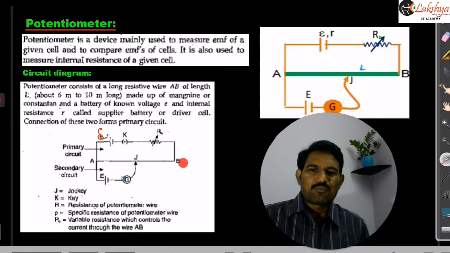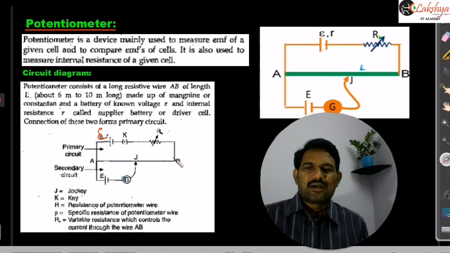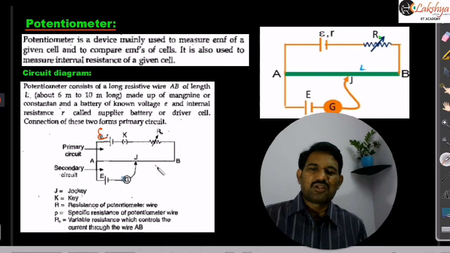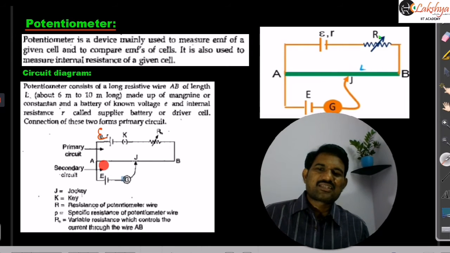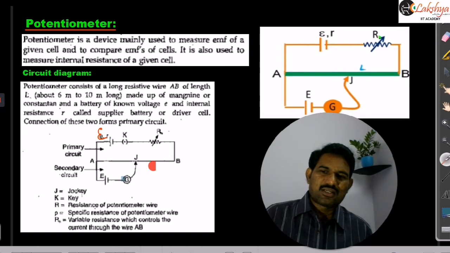So as we discussed in the meter bridge, this wire is also made up of materials like constantan or manganese, because of the same reason: their alpha is very small. For constantan or manganese, the alpha value is very small, so that their resistance does not change by a large amount due to the variation of temperature. Because of that reason, we use such materials here. So this part of the circuit is called the primary circuit.